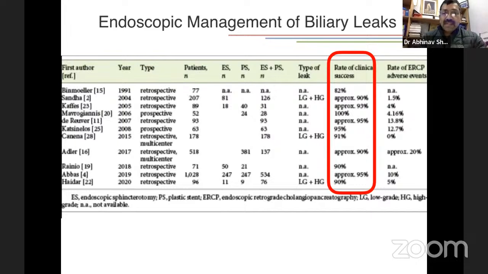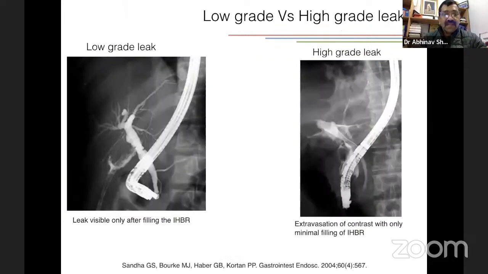I'm just straightaway coming to the success rates of ERCP, and it is very good. Various studies, this is a synopsis, and in approximately 90 to 95% of cases there is clinical success if we do ERCP with or without a stent. So this is the famous Dr. Sandaj study, where in around 207 patients, he attempted to classify them into low-grade and high-grade leak.